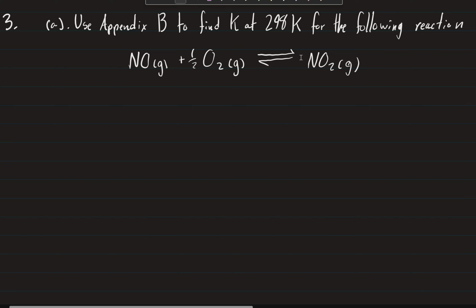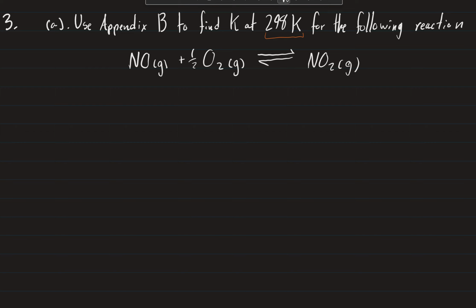Hello, today we'll be solving this problem to help you familiarize yourself with how to find delta G using K and Q values. For this problem, we are told that we have to use Appendix B, referring to the textbook, to find K at 298 Kelvin for the following reaction. Right off the bat, the 298 Kelvin should tell you that we're at standard conditions.